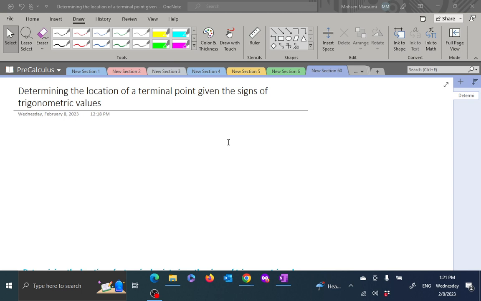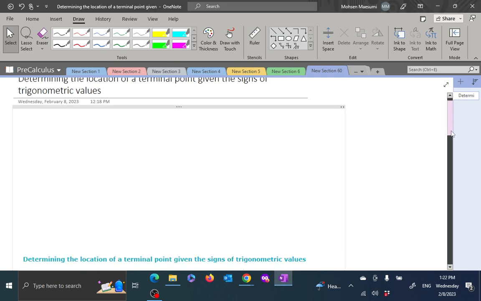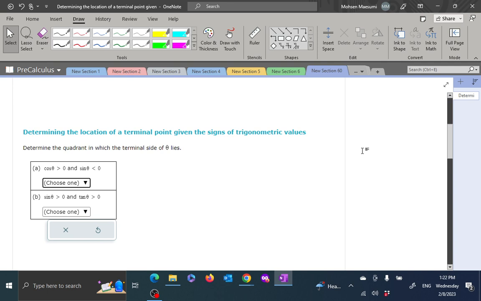Today's topic is determining the location of a terminal point given the signs of trigonometric values. So the kind of problems that we are looking at, for example, this one. If I know cosine is positive and sine is negative, can you tell me which quadrant theta ends up at? Is it quadrant 1, 2, 3, or 4? And so on. Similar questions are being asked.